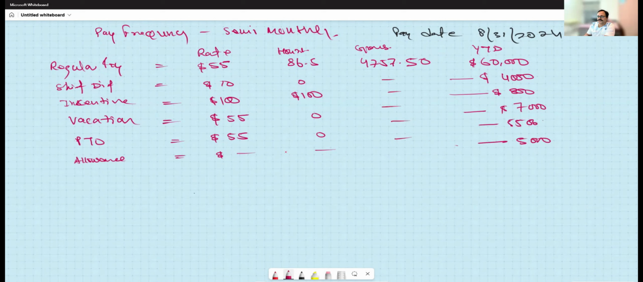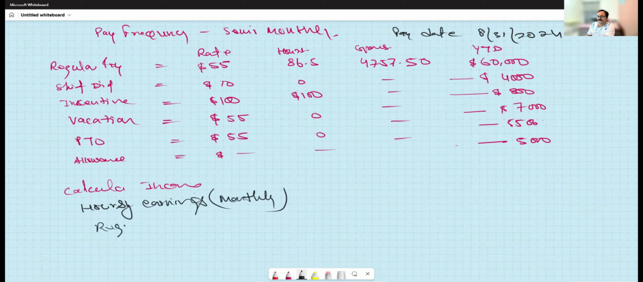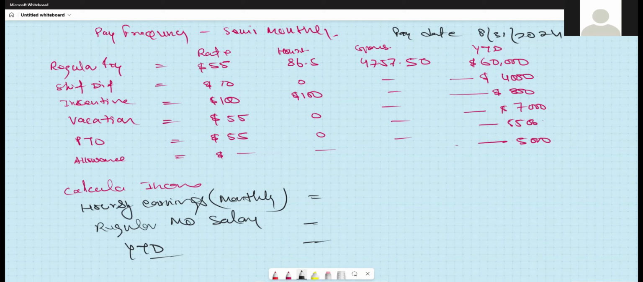Now calculate income based on hour. What is your hourly rate, hourly earning? Based on hourly, what are your earnings? Then monthly, regular monthly salary, and year to date. Please calculate.